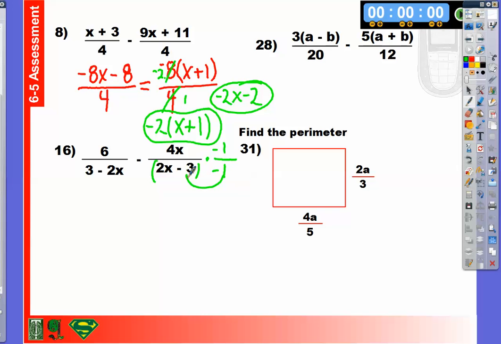Negative 1 times negative 3 is positive 3. Negative 1 times 2x is negative 2x. And so that's over 4x. And as you pointed out, that is negative. And so we're going to subtract. And I'm going to switch. I know this is not proper grammar, so perhaps I should use proper mathematical grammar. So I'm putting the positive term in front.